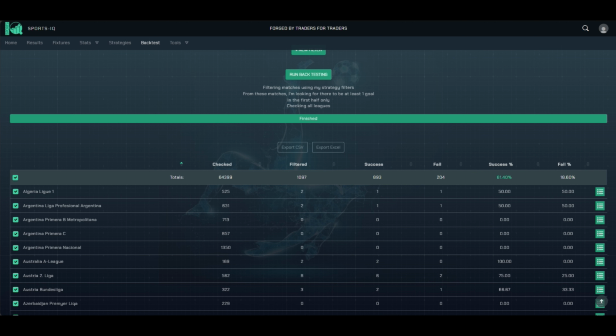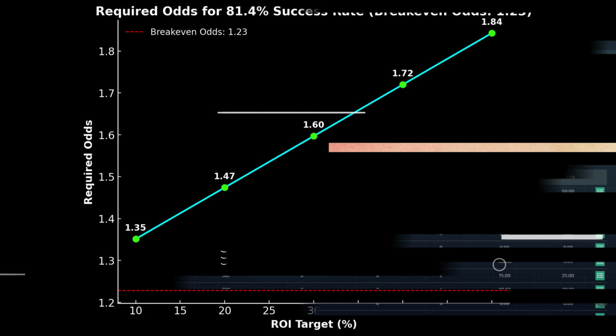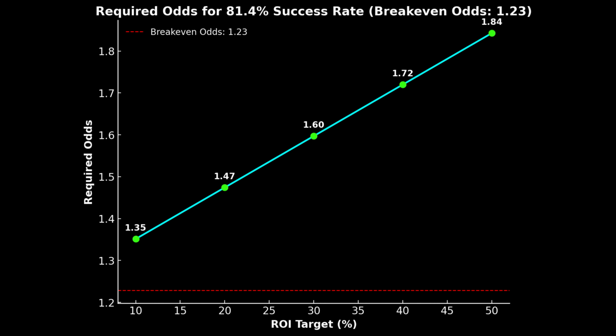To break it down, 893 trades ended with a goal in the first half, and 204 trades ended with no goals. Based on this strike rate, we calculated that for consistent profitability, we need minimum odds of 1.23. This keeps us in positive EV territory, ensuring that even with some losses, we're maintaining an edge.